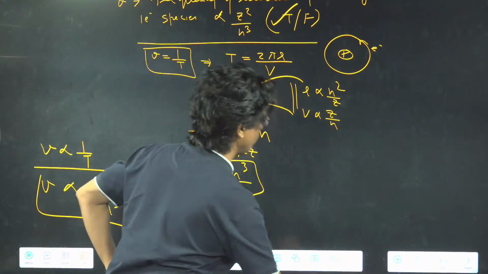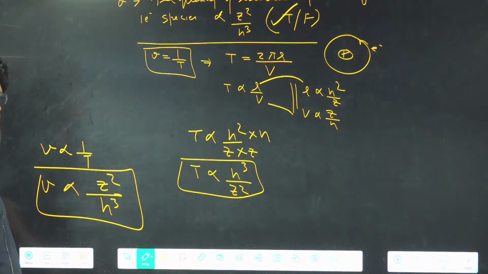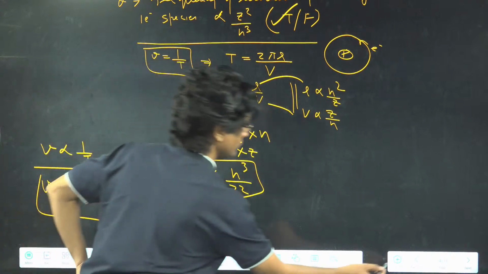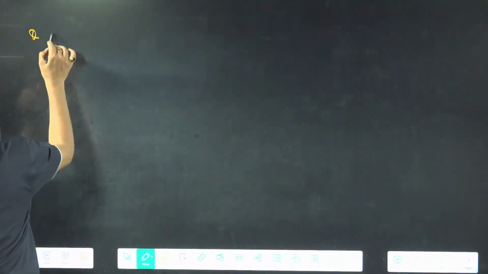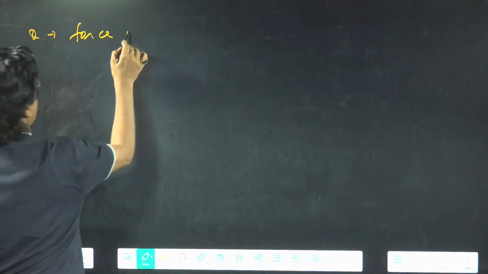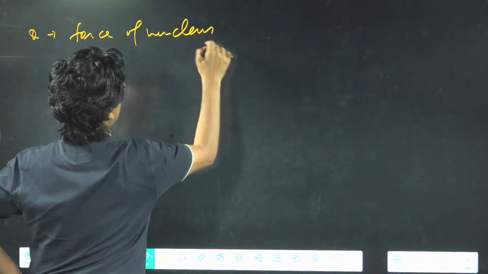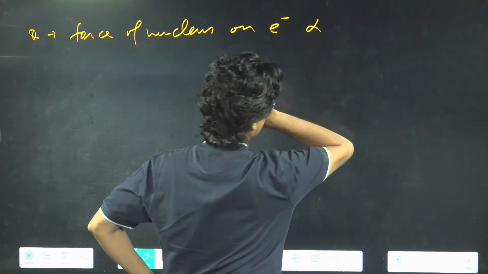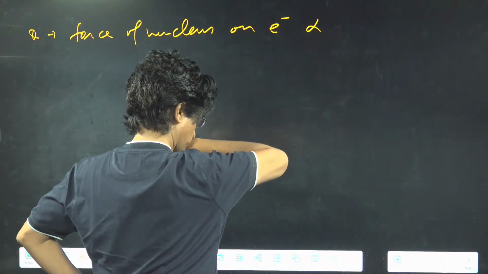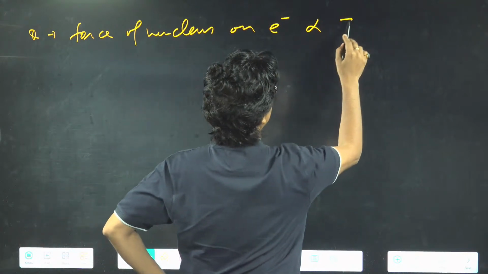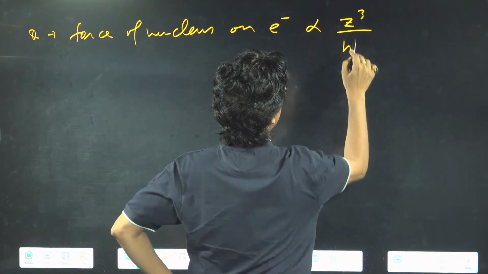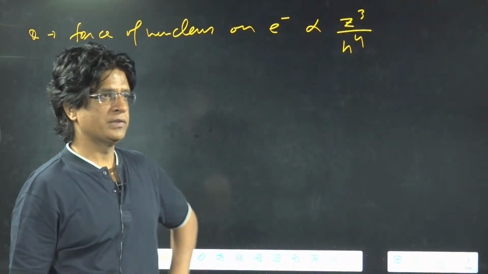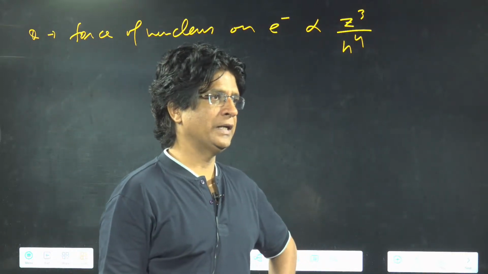Can I move forward? Okay. One more question is there. The force of the nucleus on the electron is proportional to, we can say, Z cube by n to the power of 4. True or false? Z cube upon n to the power of 4.